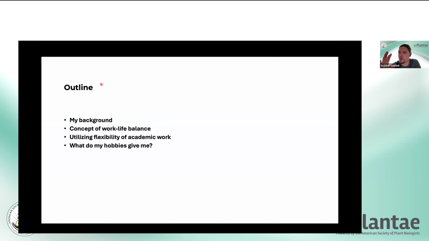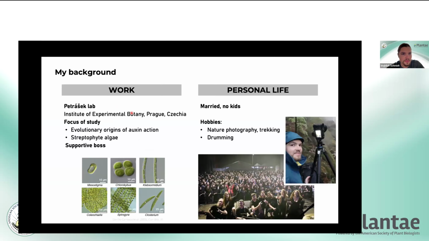Then I will put forward for discussion that the concept of work-life balance might be a bit muddy, and then I will also touch on how we can utilize the flexibility of academic work to improve our work-life balance, so to say. And also I will touch on what my hobbies give me and how they feed back into my professional work.